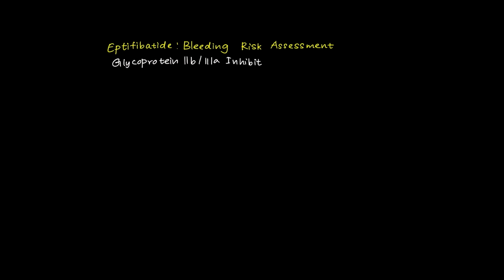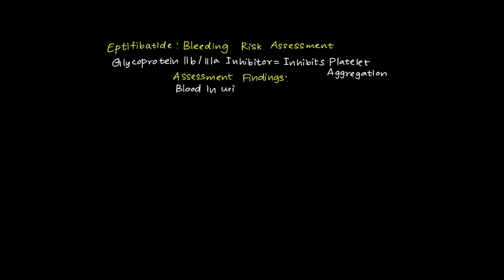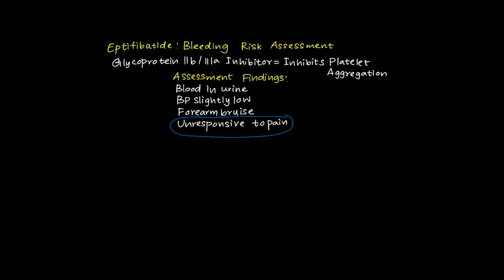A client on eptifibatide, that's a glycoprotein IIb/IIIa inhibitor used in acute coronary syndrome, and the nurse finds several things on assessment: blood in the urine, slight blood pressure drop, small forearm bruise, and unresponsiveness to painful stimuli. Which one is the emergency? Unresponsiveness to painful stimuli. Here's why.